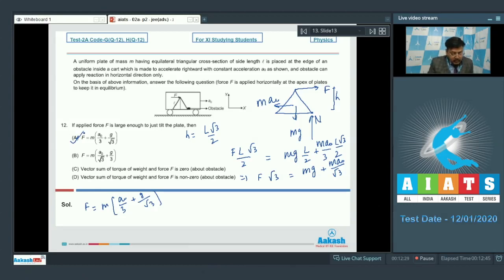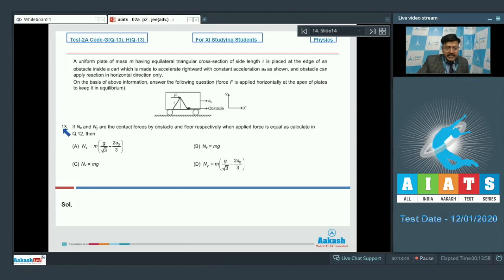And let's also look at the statements given in C and D. C says the vector sum of torque of weight and force F is 0 about the obstacle. Weight and F. No, it's not correct, because we have to also consider the torque of the pseudo force ma0. So if we consider all three, then the torque would be 0. Let's look at statement D. It says the vector sum of torque of weight and force F is non-zero about the obstacle. This is correct, because the vector sum of these two torques in magnitude is equal to the torque produced by the pseudo force. So D would be correct. So that means for question 12, options A and D are correct. Let's move on to the next question now.